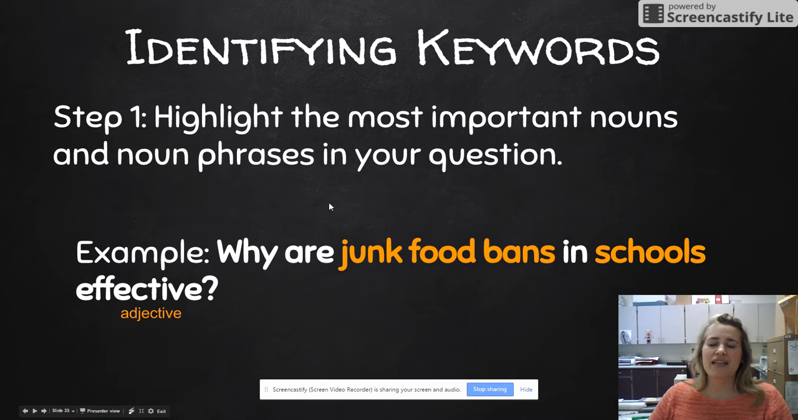So the first step in identifying keywords would be to highlight the most important nouns or noun phrases in your question. So here's an example. Why are junk food bans in schools effective? The nouns in that question are junk food, bans, and schools. Effective, if you were wondering, is an adjective, so we're not going to highlight that.